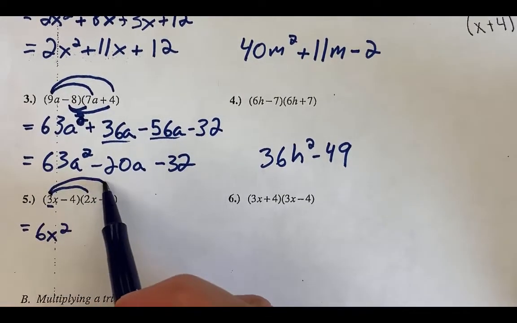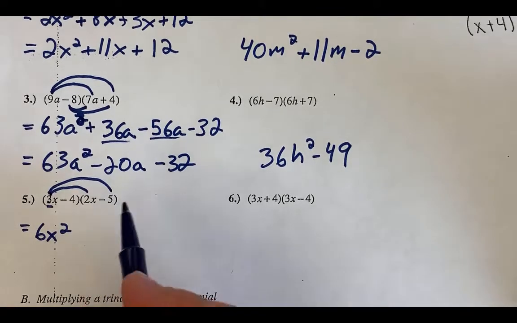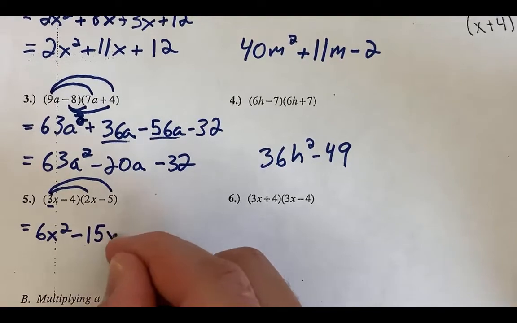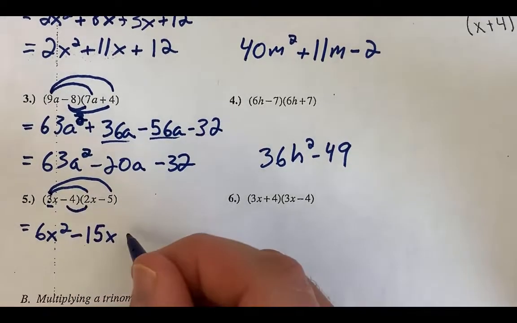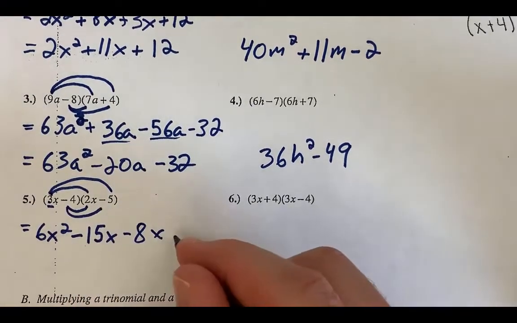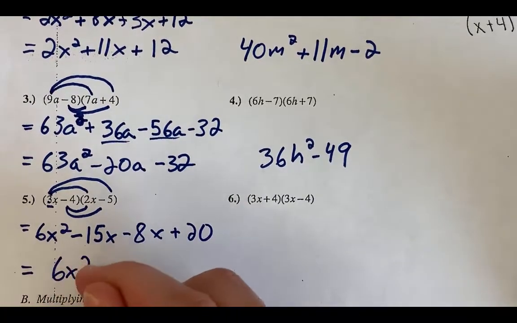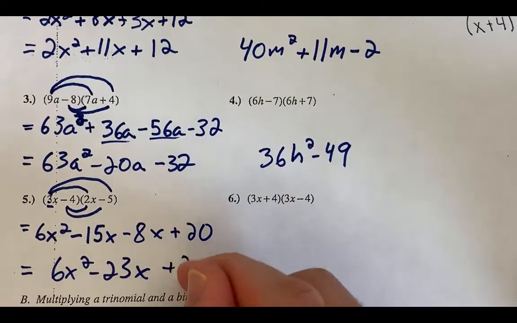Then distribute it to the last term. So 3x times negative 5, it's minus 15x. And then we need to take the negative 4. So I'm going to go negative 4 times 2x, that's minus 8x. And then negative 4 times negative 5, that's plus 20. Combining like terms, you get 6x squared minus 23x plus 20.